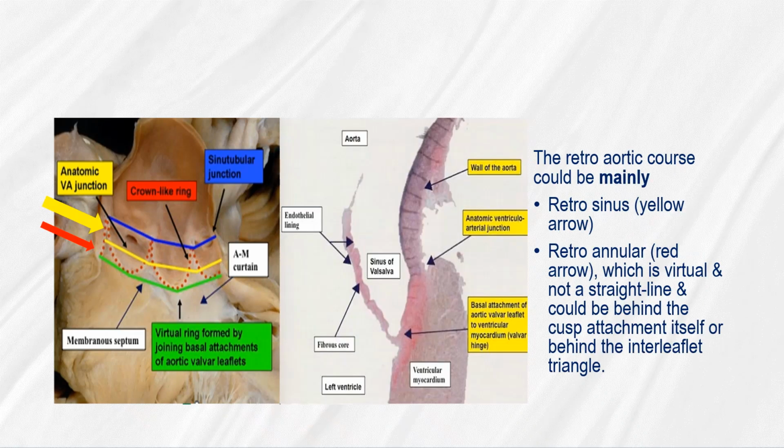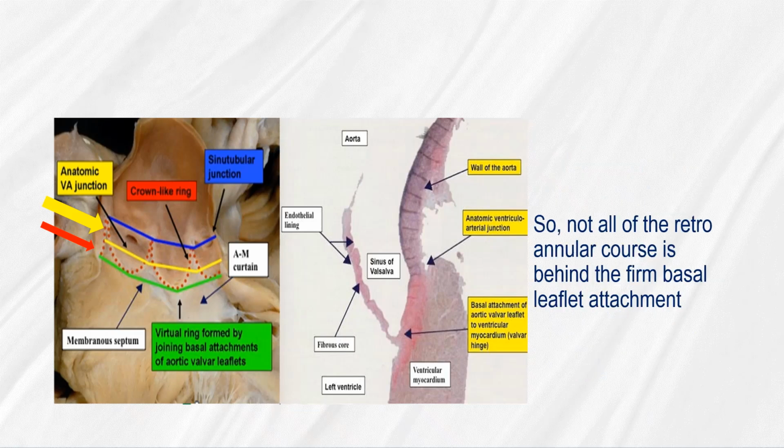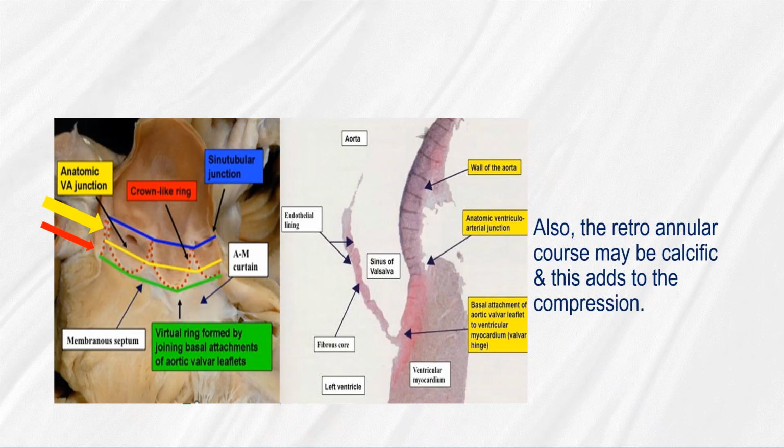The retroaortic course could be mainly retrosinus, yellow arrow, or retroannular, red arrow, which is virtual and not a straight line, and could be behind the cusp attachment itself or behind the interleaflet triangle. So not all of the retroannular course is behind the firm basal leaflet attachment. Also, the retroannular course may be calcific, and this adds to the compression.